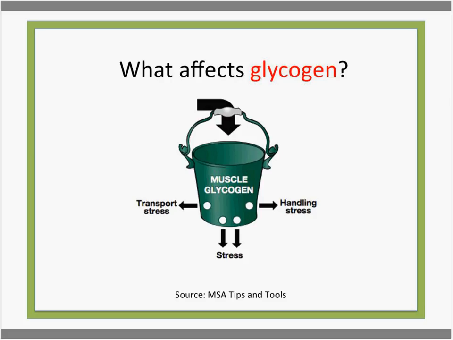So we talk about a glycogen bucket, and each of the cells has a glycogen bucket in it, and this can be changed either through the producer or through factors during processing. What goes in the bucket to begin with can be affected by the producers in the nutrition that the animals are getting, the amount and the quality of feed.